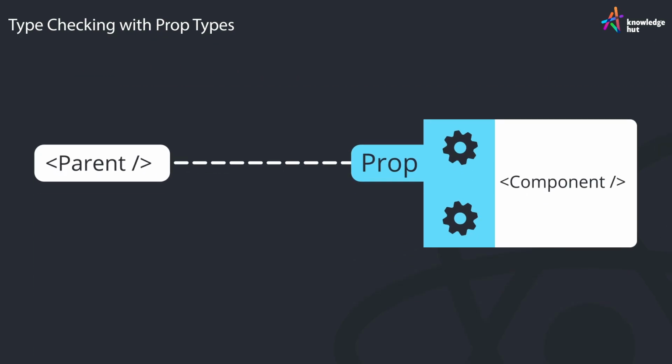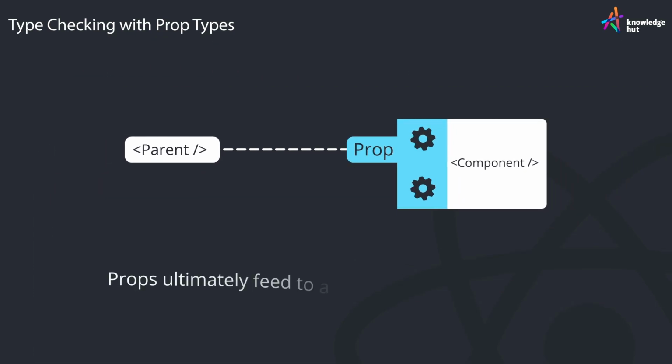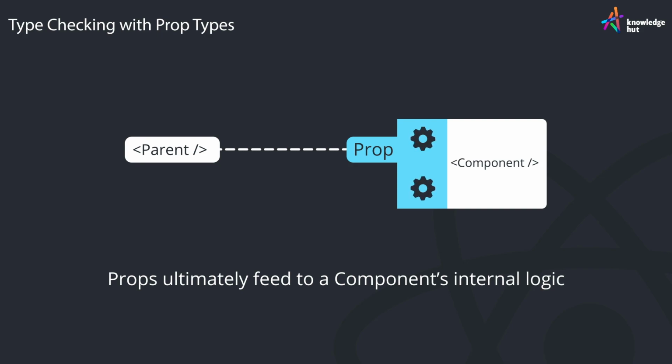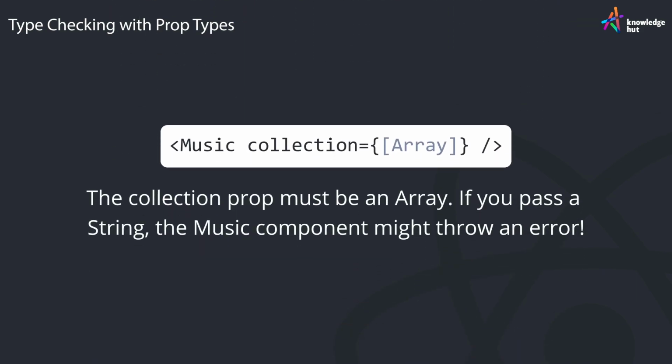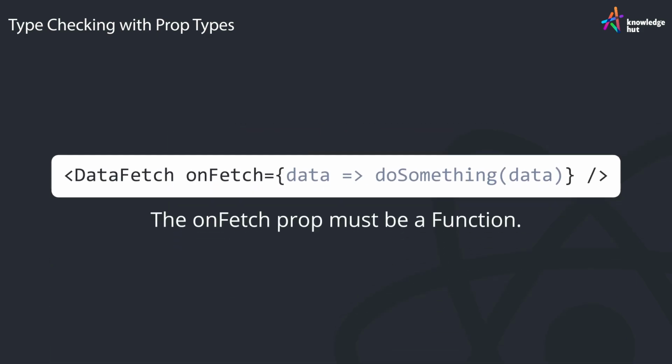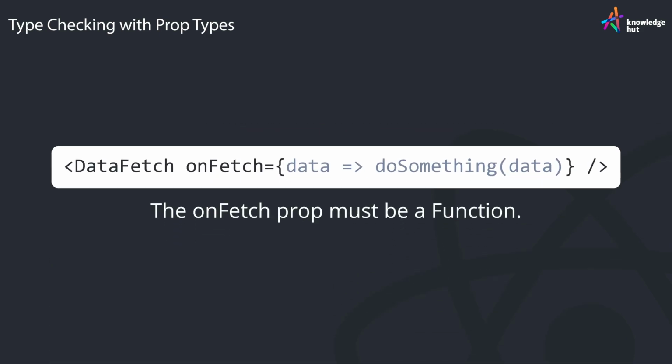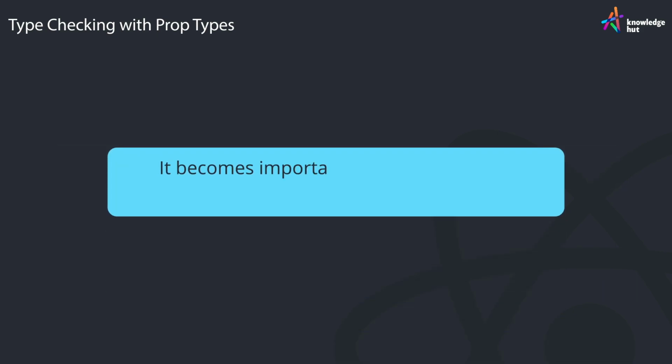Since a prop is just a conduit, it ultimately feeds to the component's internal logic, which has to process and consume this incoming data. This means that you have to be extra cautious about the type of data that a prop receives. For instance, a prop that must receive an array of items cannot receive a string. Likewise, a prop that must expect a function cannot receive a number. Therefore, it becomes important to type check and validate data that flows in through a prop.